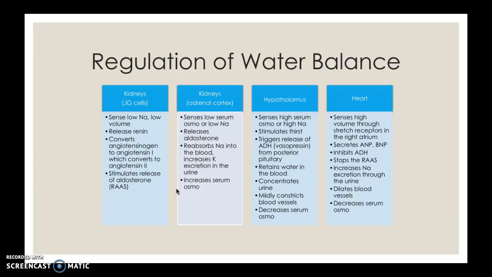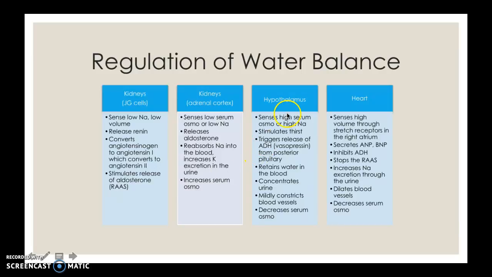And aldosterone stimulates the kidney to reabsorb, to hold on to sodium, and to excrete potassium. And so by that event, it would increase our blood osmolality, our serum osmolality.